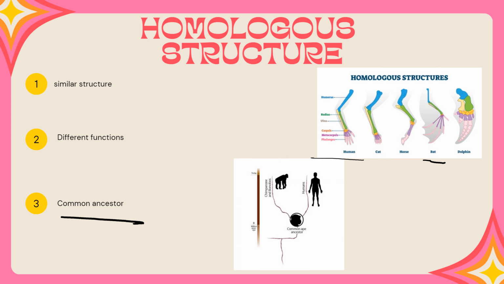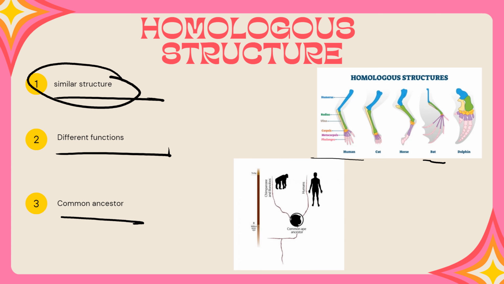So homologous structure has similar structure but different function. And because they have similar structure, they come from a common ancestor. So this is a homologous structure: similar structure, different function, and they come from a common ancestor.